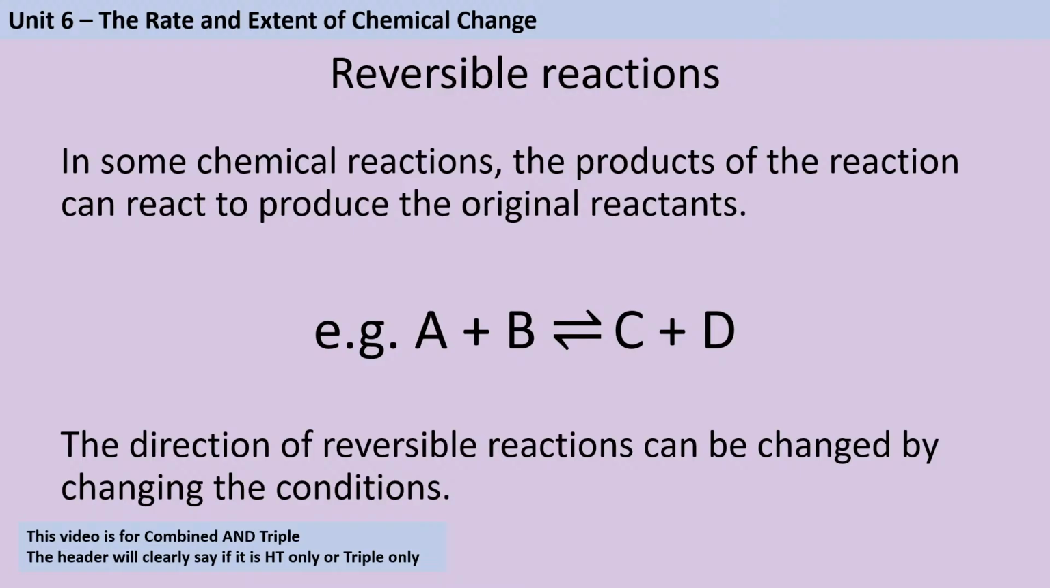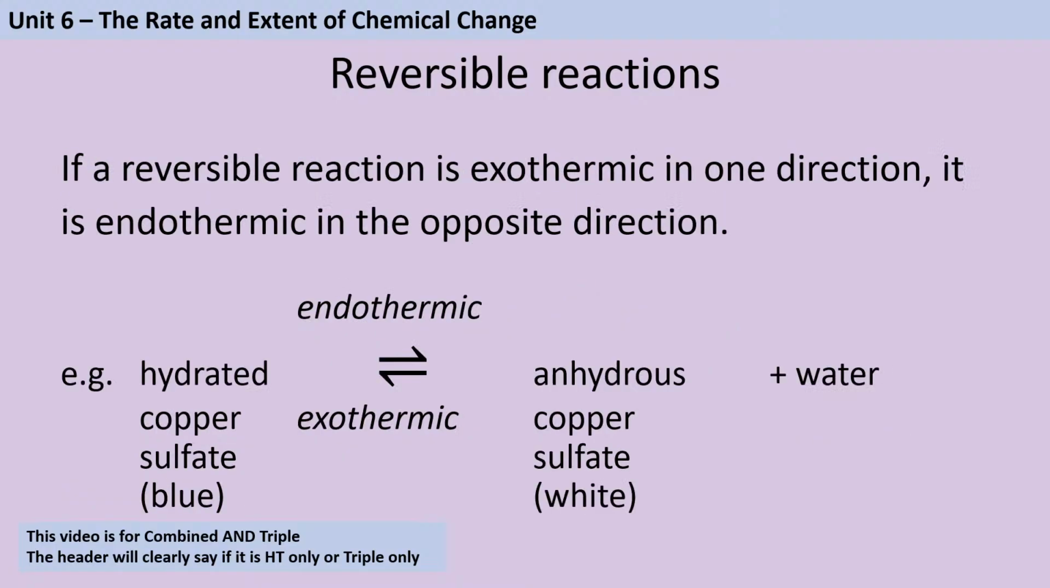Right, reversible reactions. So in some chemical reactions, it's possible for the products to react together to make the original reactants, and we call those reversible reactions. And you can recognise them because of this here arrow. So make sure that you recognise it, make sure that you can draw it, because they have asked before for a little 1-mark question for you to draw that. And it's possible to change the direction of the reversible reaction by changing the reaction conditions.